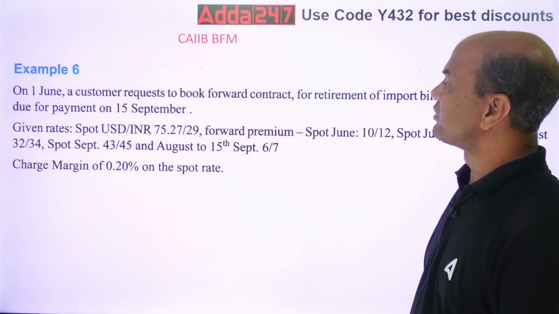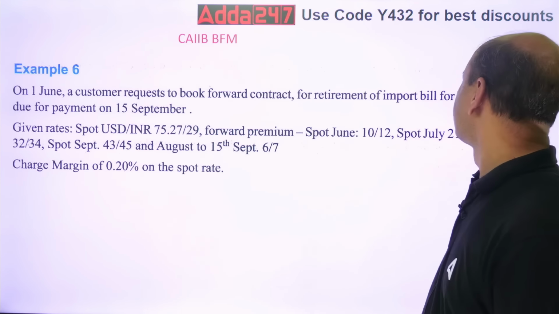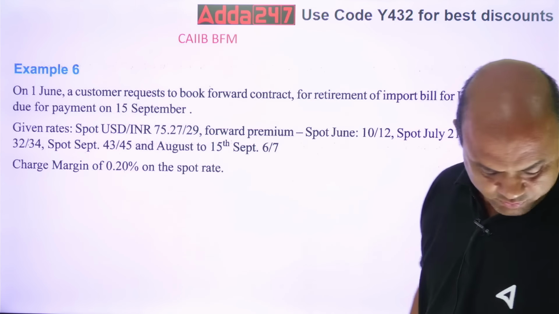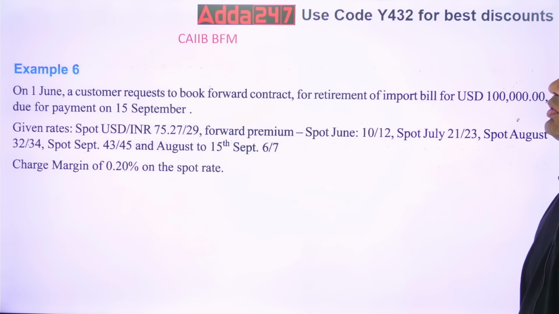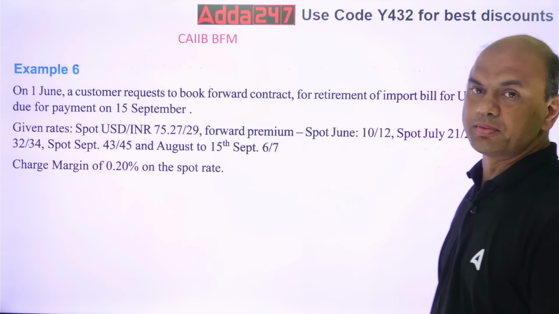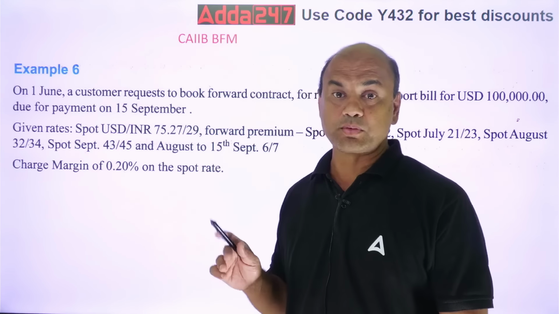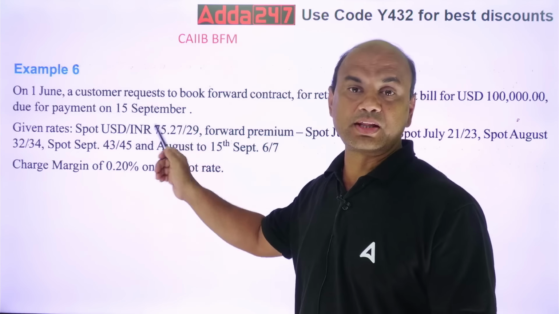A customer requests to book a forward contract for retirement of an import bill of USD 1 lakh. The USD amount is 1 lakh, due for payment on 15th September. See, due for payment on 15th September. It is from your Macmillan book.